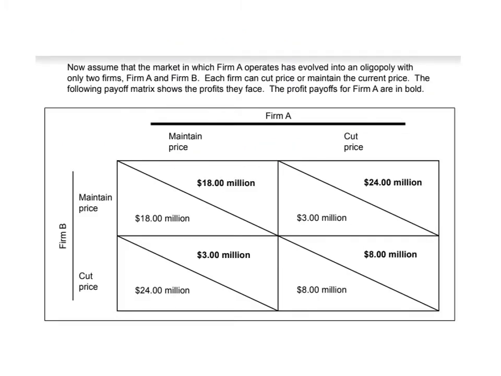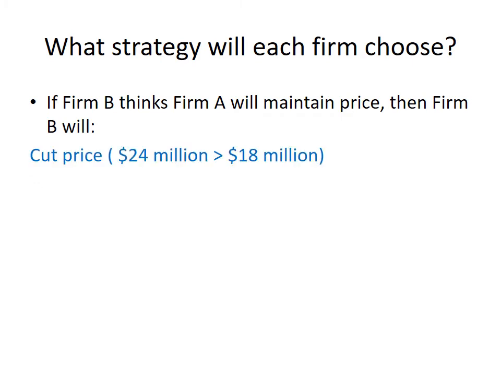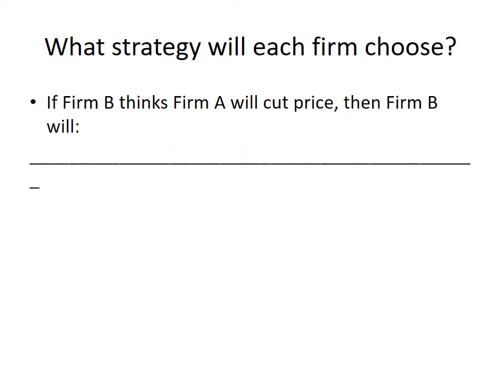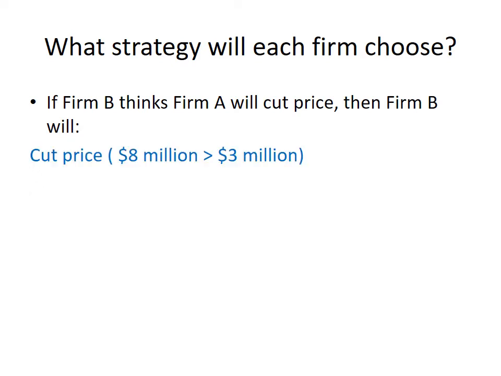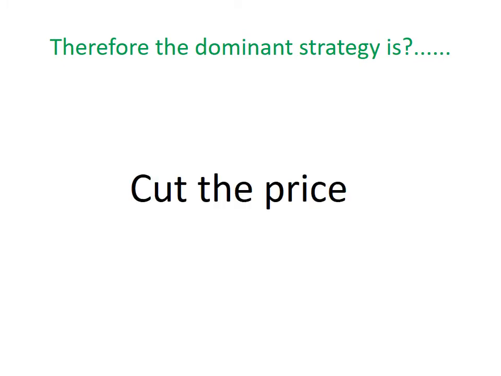So the matrix again, looking now from the perspective of firm B, trying to guess what firm A might do. If firm B thinks that firm A will maintain price, then firm B will cut price because 24 million is better than the alternative, which would have been 18 million. If firm B thinks firm A will cut price, then firm B will cut price because 8 million is greater than and better than 3 million. So the dominant strategy is, in each case, to cut the price.